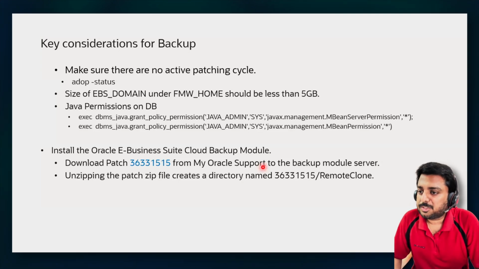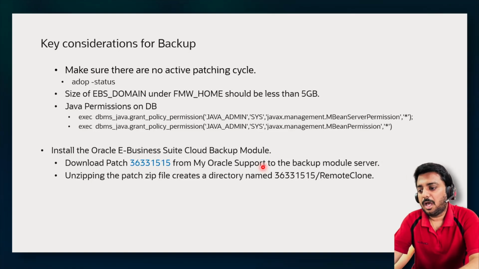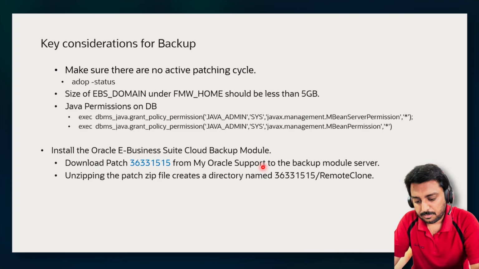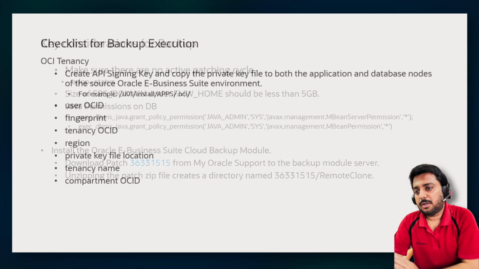Otherwise, you can use the proxy details, or if on-prem and OCI are already connected with an IPsec tunnel or FastConnect, you can also have the service gateway in place to have the connectivity, and you can easily upload the backups to OCI. So this is all on your on-premises side.